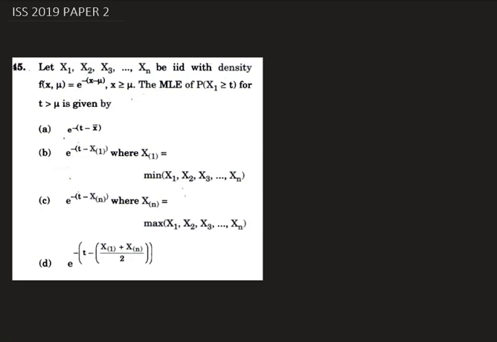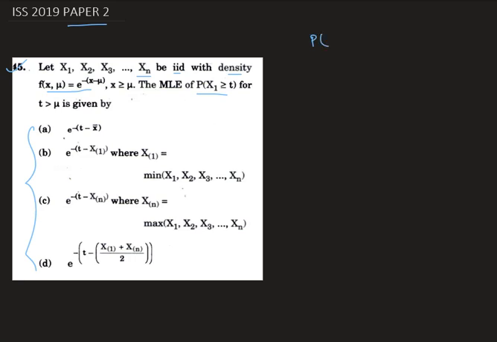Hello, today we are going to solve question number 45 from ISS 2019 paper 2. In this question we are given that X1, X2, X3, ..., Xn are IID random variables with a density function f(x) = e^(-(x - mu)), where x is greater than or equal to mu. Now we have to find the MLE of the probability that X1 is greater than or equal to small t, where small t is greater than mu. We are given four options, and among these four options we need to find the correct one.